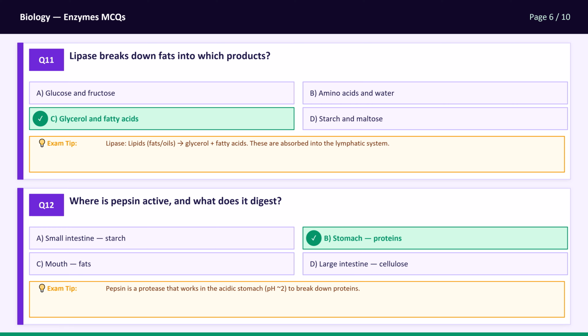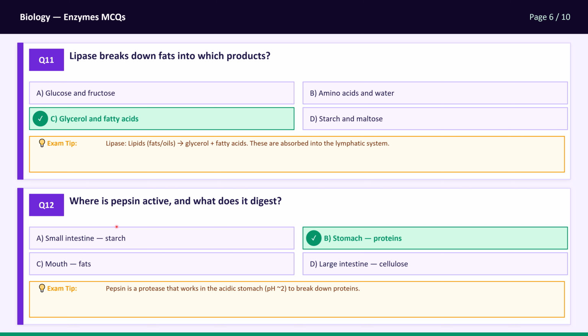Question 11. Lipase breaks down fats into which product? Option A, glucose and fructose. Option B, amino acids and water. Option C, glycerol and fatty acids. Option D, starch and maltose. So the correct option is option C, glycerol and fatty acids. Exam tip: lipase, lipids, fats, oil, glycerol plus fatty acids. These are absorbed into the lymphatic system.